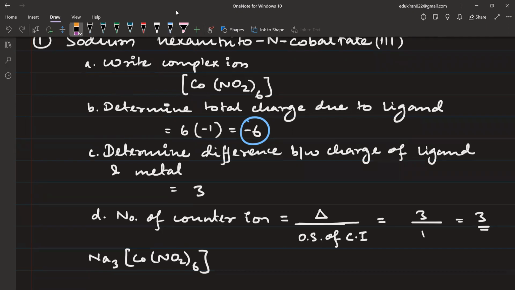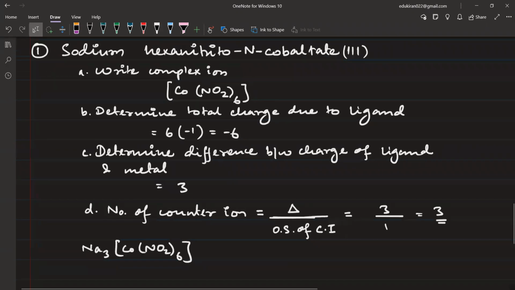Okay. So what we have to achieve? We have to achieve net neutrality if they have given us net neutrality. If they have given us ion, then we will look for ion. But right now we have what? Net neutrality. So we have to get the number of counter ions such that the complex becomes net neutral. Write this down. Write it fast.